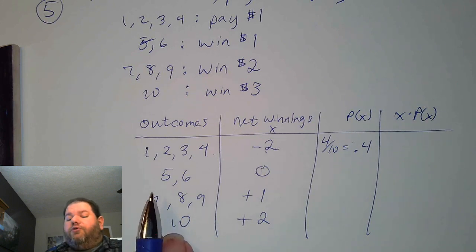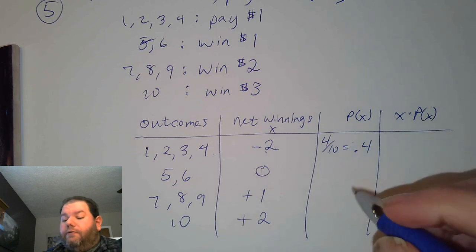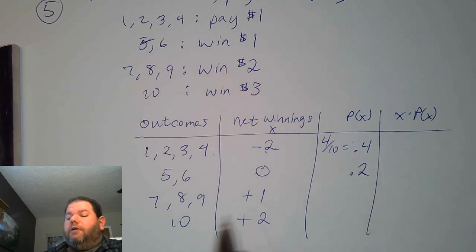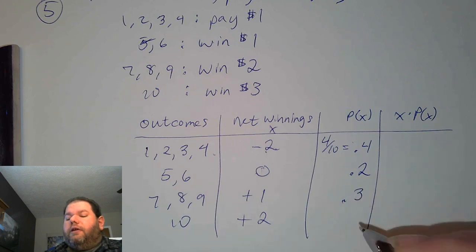What if we draw a 5 or a 6? Point 2. 7, 8, and 9, that would be 0.3. And the 10, that would be a 0.1 probability.